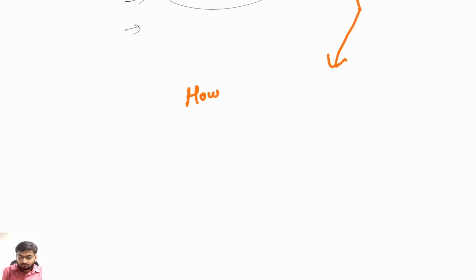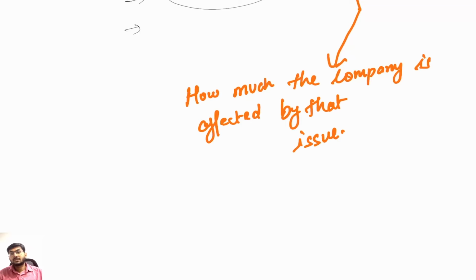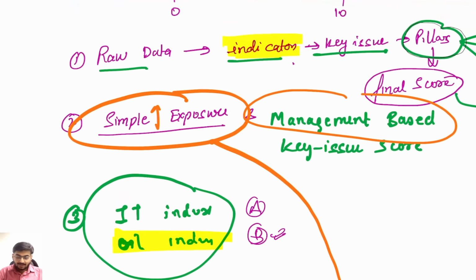How much the company is affected by that issue. Now remember that the higher the exposure, the higher the amount of risk. Higher the exposure, higher the amount of risk.